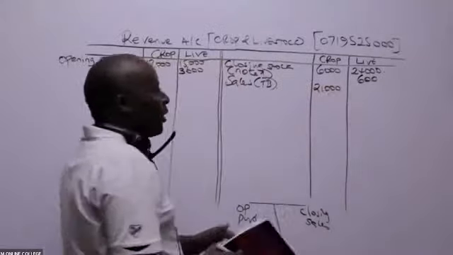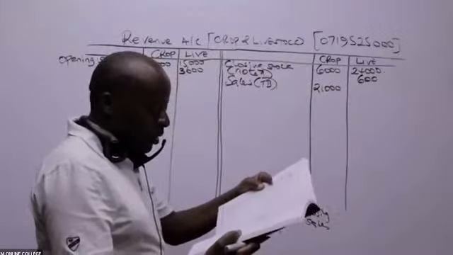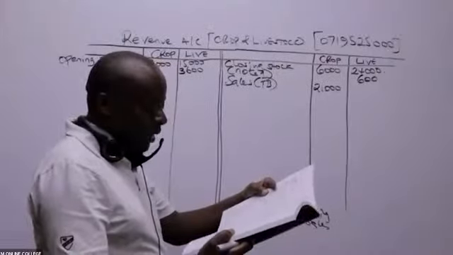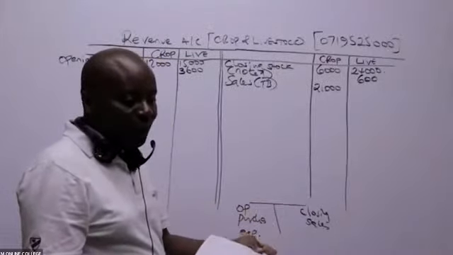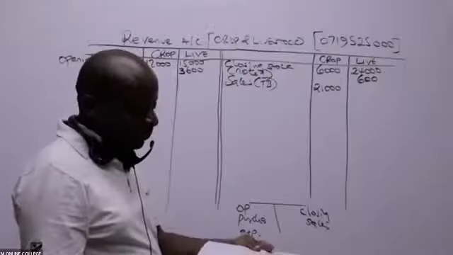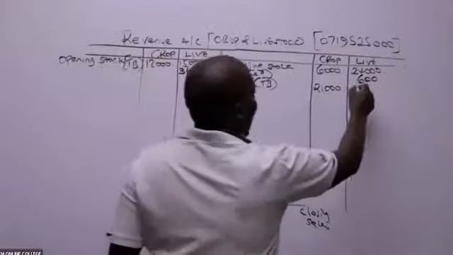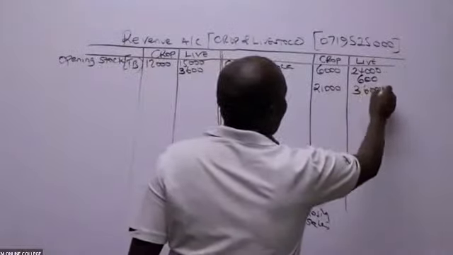Sale of livestock, that is cattle. You see, cattle is another term for your livestock. Cattle, 36,000.